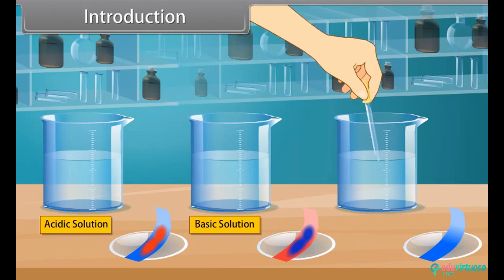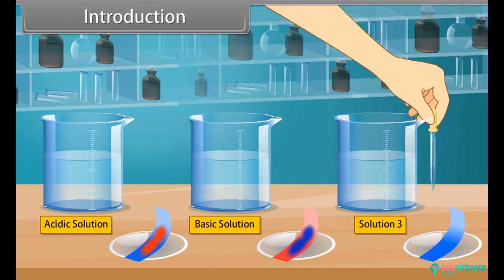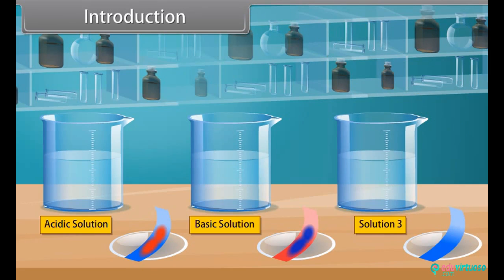It turns into blue. It shows basic behavior. Finally, we test for solution 3. The color is not changing. It shows that this solution is neutral and we can say that solution is at equilibrium.